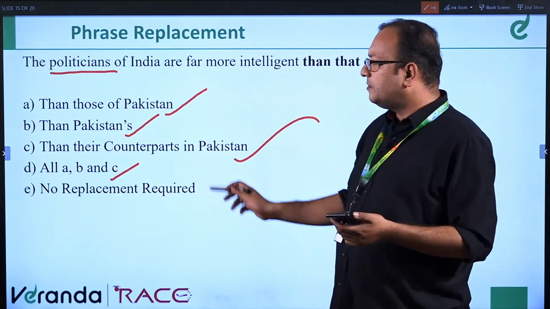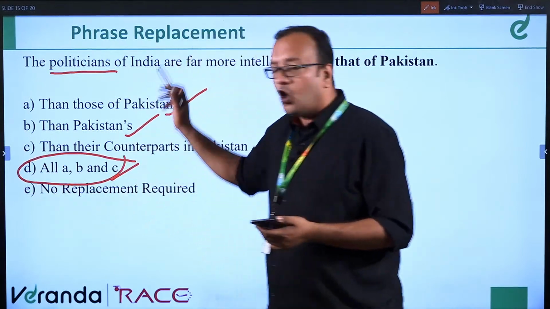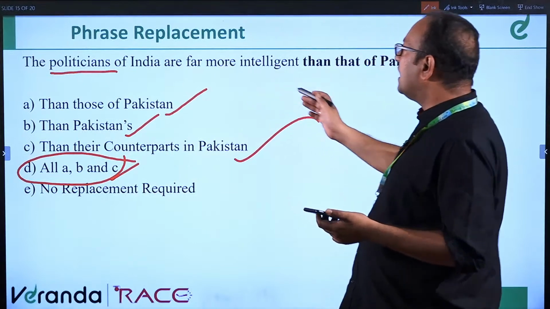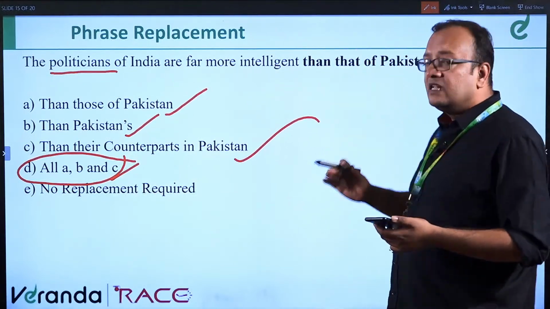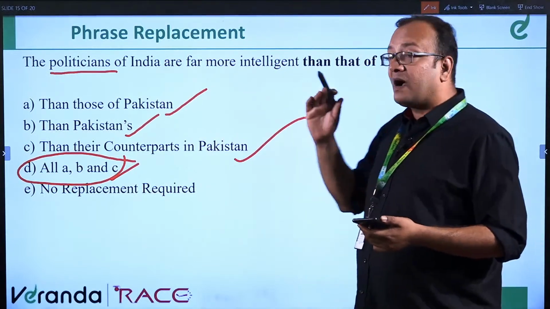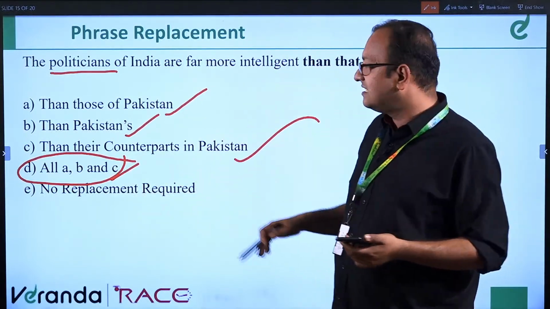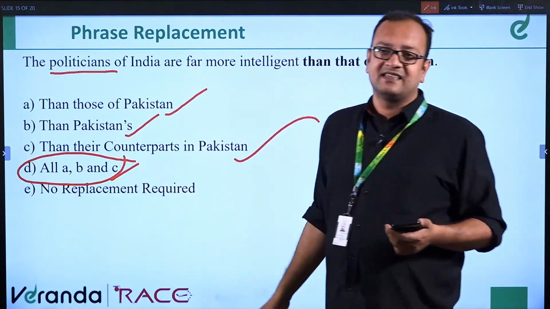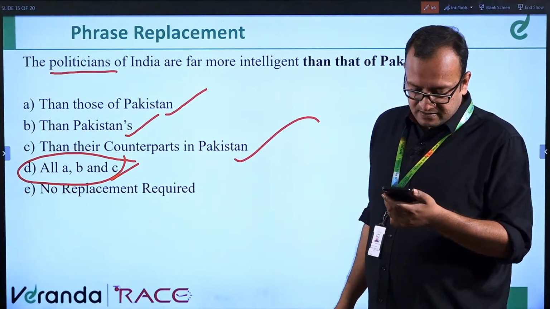All A, B and C. So the answer will be all A, B and C. All three are correct. How come? The politicians of India are far more intelligent than those of Pakistan, correct, than Pakistan's politicians, correct, than their counterparts in Pakistan, correct? So all A, B and C. That will be the answer.